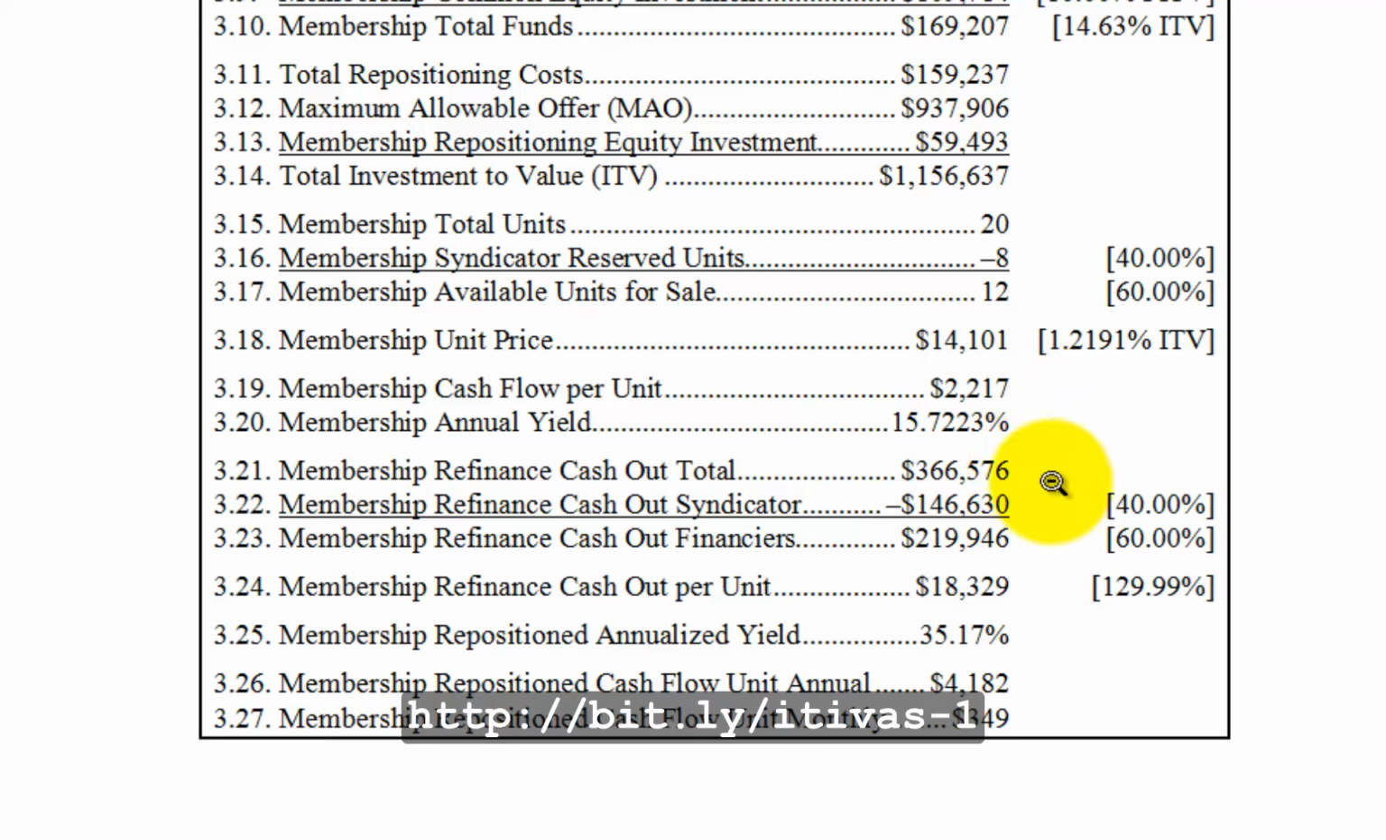Now on the cash out, the refinance cash out total is $366,576 after redeeming the future value of the first and second senior tranches. The syndicator is receiving 40%. The financiers are receiving 60%. The refinance cash out per unit, $18,329. That's approximately 130% of what they put in. So they're getting all their investment back plus another 30%, and they still own the property with positive cash flow at $349 per month per unit.